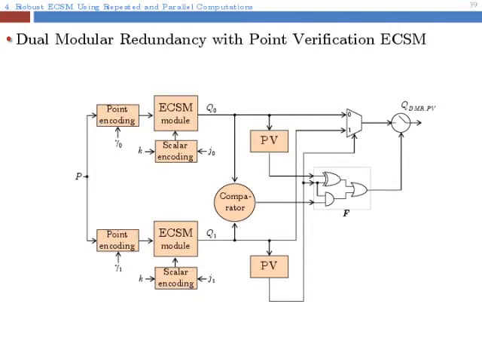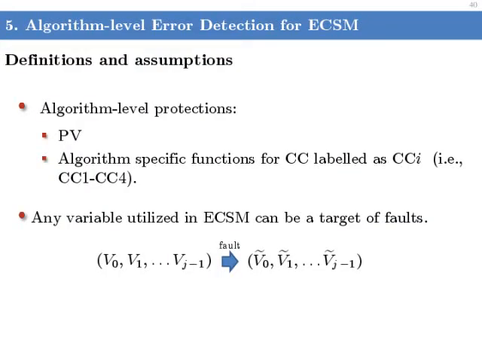Why? Because point verification or point validation can tell us which one is fine. If we do that, we have only 2 modules using this point encoding and scalar encoding, and point verification will tell us which one has a correct answer. If both give us incorrect results, then we are not giving any result, because the point verification process tells us that both results are incorrect.